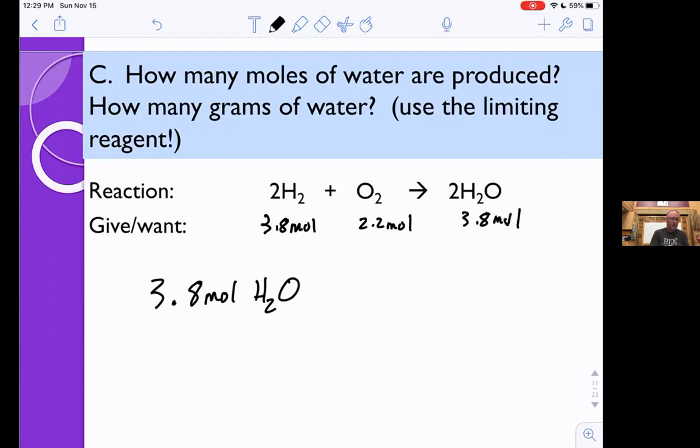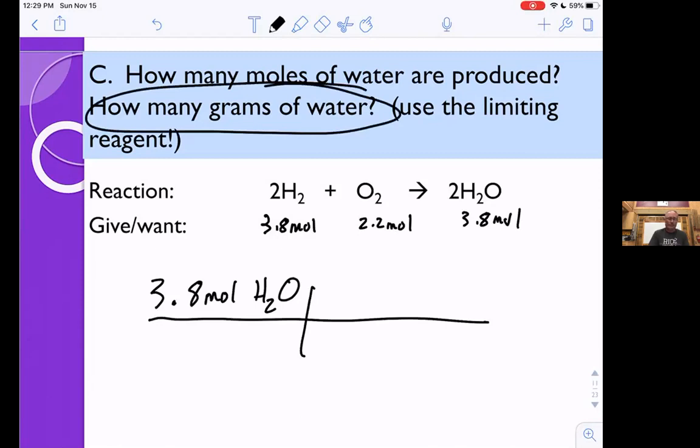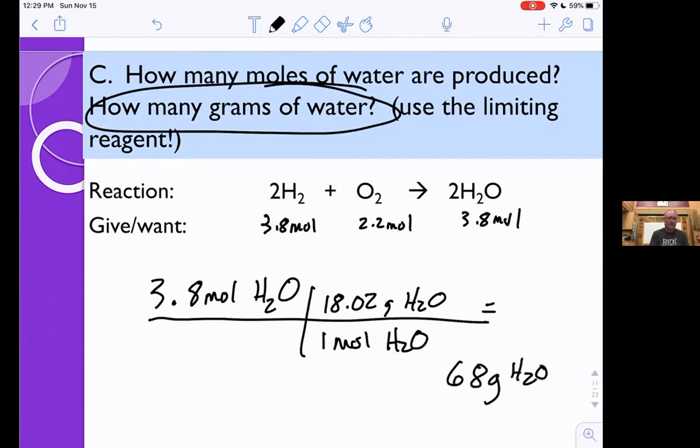What I want to do now is convert this to the second part of the question, where it says, how many grams of water did you have? Well, that's pretty straightforward. We just calculate our molar mass for water, which is 18.02 grams, and we can find out how much water was actually produced. The answer here to 2 sig figs is going to be 68 grams of water.